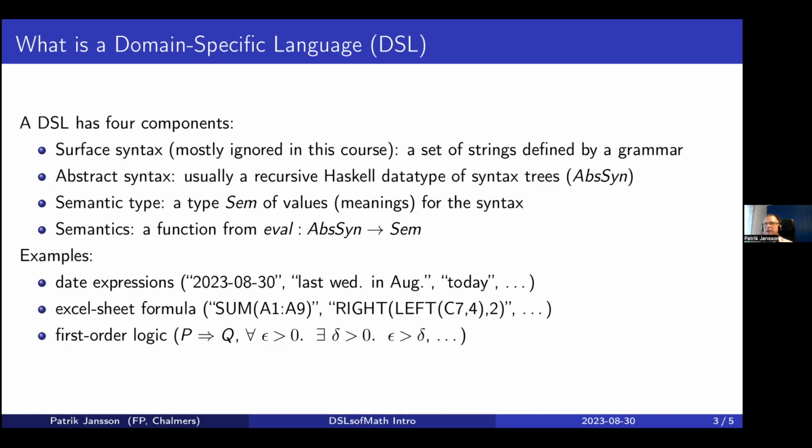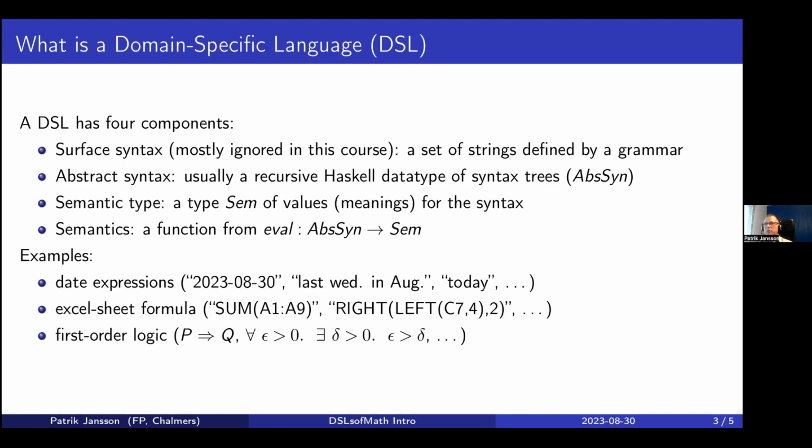The next level down is the so-called abstract syntax. That's usually implemented as a recursive data type of syntax tree. And then there is a semantic type, the thing that the language is supposed to describe. And you can model that as a type or a set of values for the syntax. So semantics means meaning. And then the actual semantics is a function, a normal mathematical function, usually called eval for evaluation, that takes the abstract syntax to the semantics.